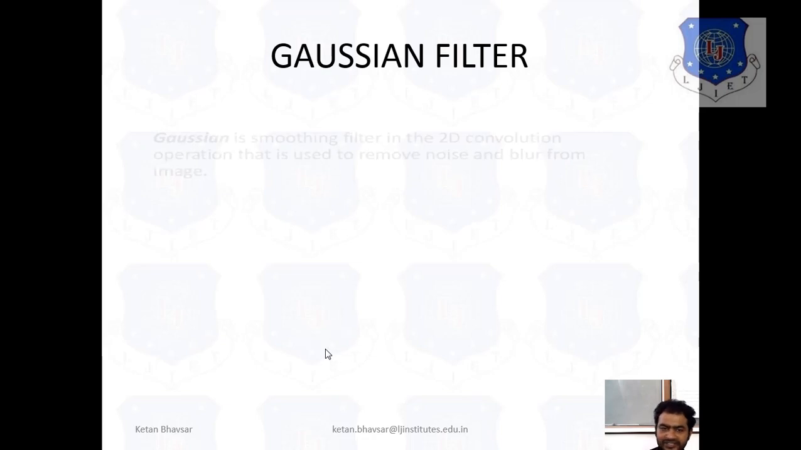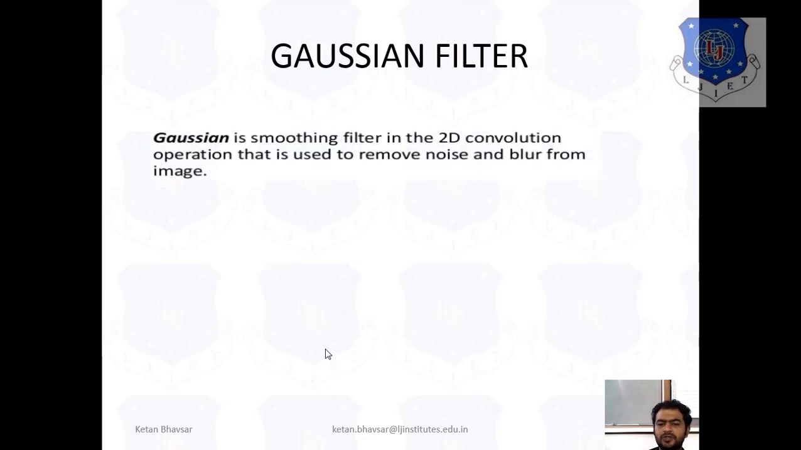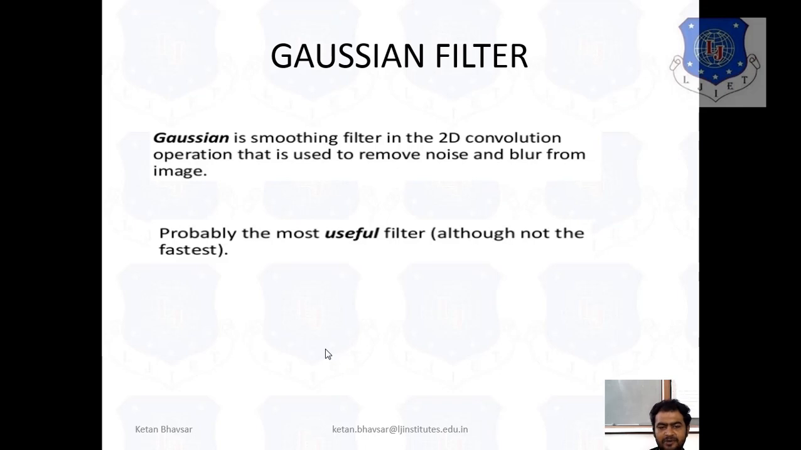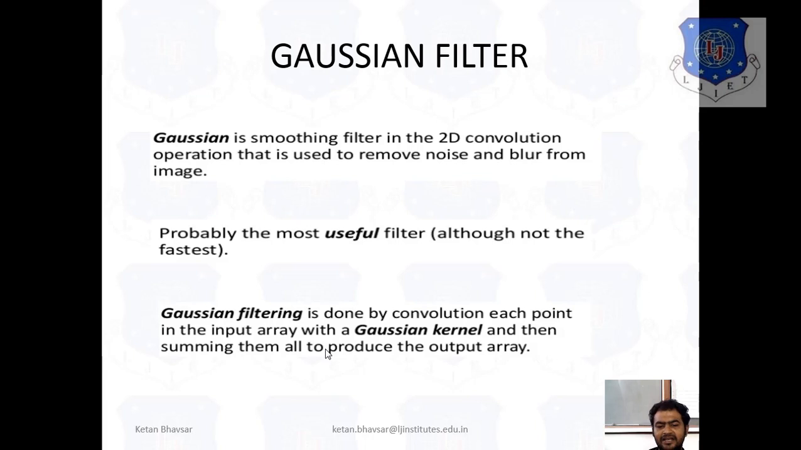Now we move to the Gaussian filter. The Gaussian is a smoothing filter in the 2D convolution operation that is used to remove noise and blur from images, and probably the most useful filter when we are dealing with fast prototyping or fast designing and trying to remove different types of noise from the image. It's generally done with the help of convolution at each point and the Gaussian kernel matrix. This filter is very popular and very useful when we are working with a fast prototyping system, when we have to remove blurring.